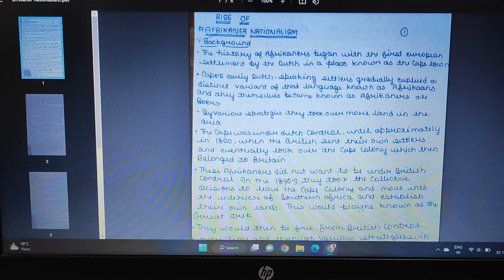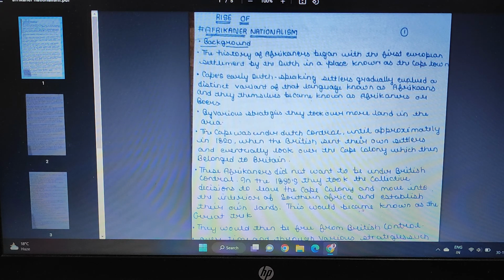The Cape was under Dutch control until approximately 1820, when the British sent their own settlers and eventually took over the Cape Colony, which then belonged to Britain. These Afrikaners did not want to be under British control. In the 1830s, they took the collective decision to leave the Cape Colony.